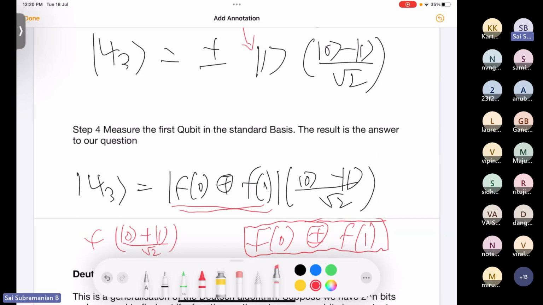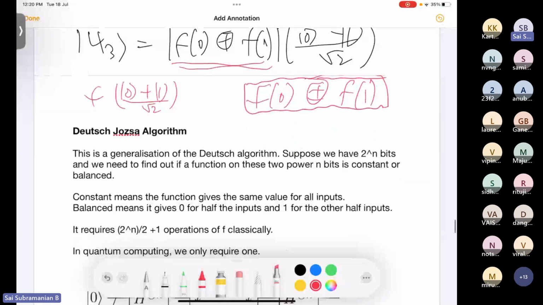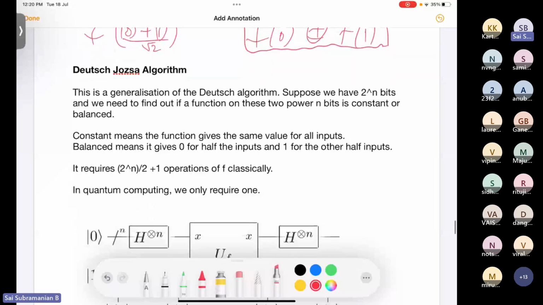So you might think, okay, instead of two operations, you're using one. Big deal. But this Deutsch algorithm that I've explained is a simplified version of the Deutsch-Jozsa algorithm. This is a generalization of the Deutsch algorithm or Deutsch problem. Suppose we have 2 power n bits, and we need to find out if a function on these 2 power n bits is constant or balanced. So what is a constant function? A constant function, like its name suggests, operates on all states and gives the same value. Balanced means it gives 0 for half the inputs and 1 for the other half of the inputs.